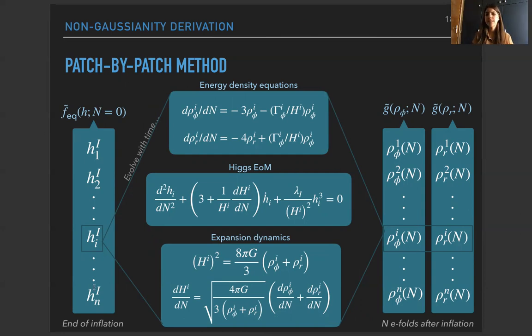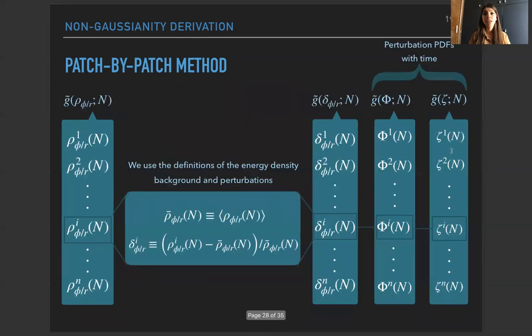And it starts quite similarly to the other one. So we again sample a number of n Higgs values from the equilibrium PDF, and we solve the system of 4 coupled differential equations. However, we do not aim at deriving the Higgs PDF at every E-fold after inflation, but rather the energy density PDFs at every E-fold after inflation. That is really useful because it gives us the opportunity to use very simple definitions for the background and the perturbation over the background.